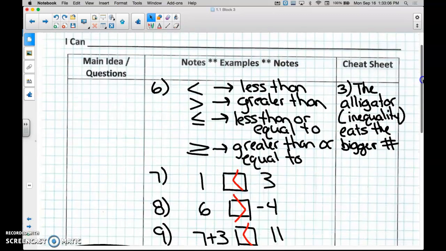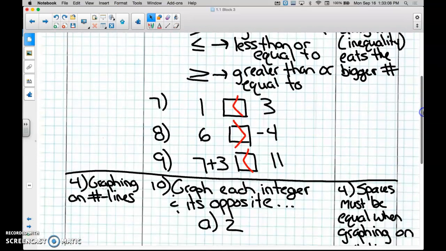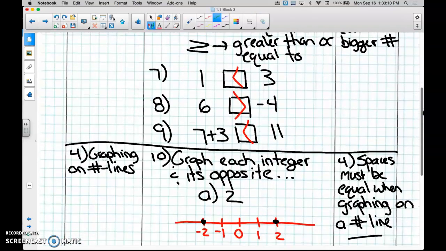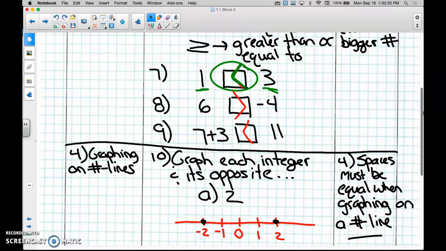Number 6 talked about what we just talked about, and then we actually put it into practice. What is 1 compared to 3, guys? Less than, right? Because that makes kind of like an L. Okay, cool. You get the idea for 8 and 9.